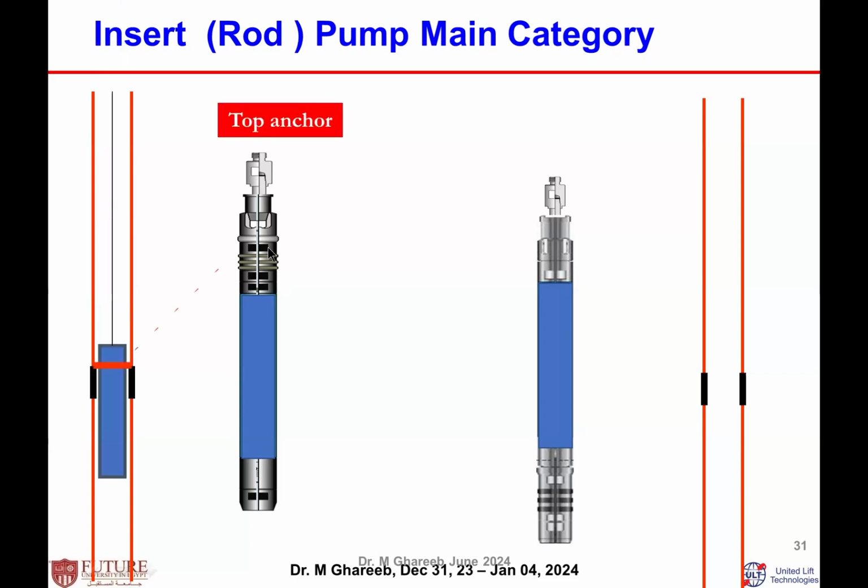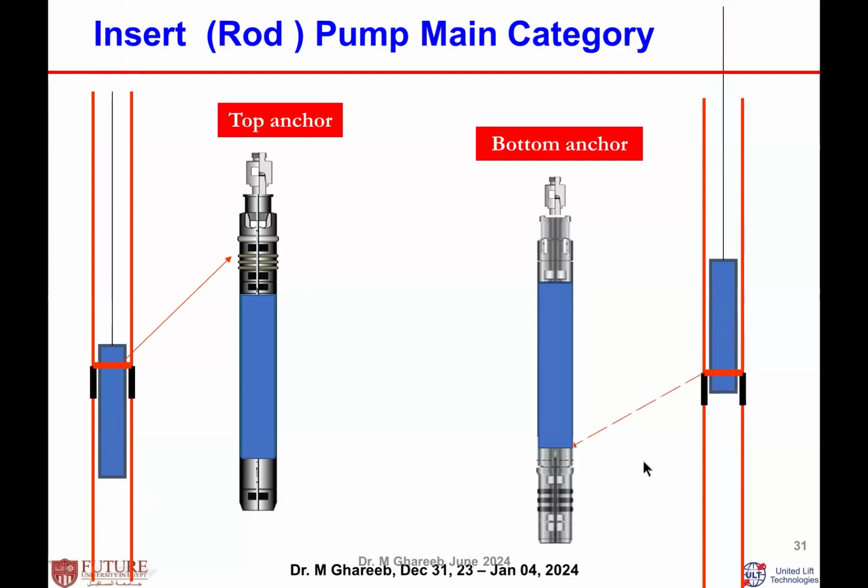In the top anchor pump, all the setting assembly is at the top of the pump. Since all the setting assembly is at the top of the pump, the whole pump is run inside the tubing, passes through the setting nipple, and stops at the top of the pump. Then the whole pump barrel assembly is passed through the setting nipple. Plus, the second type is called the bottom anchor pump. All of its setting assembly is at the bottom of the pump.